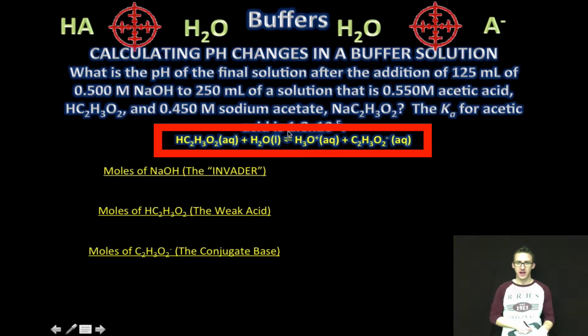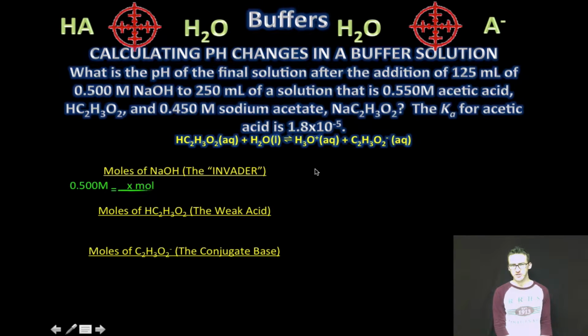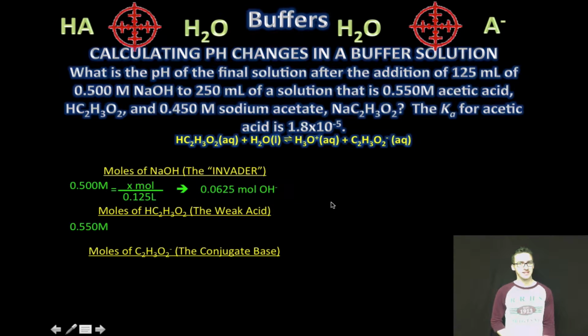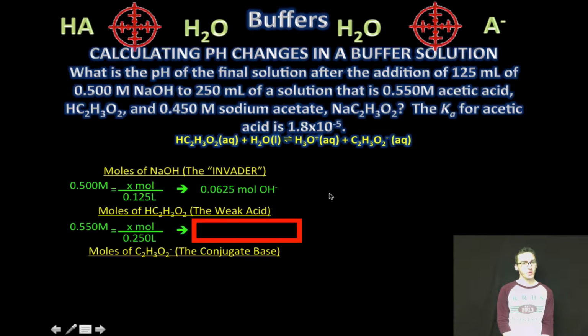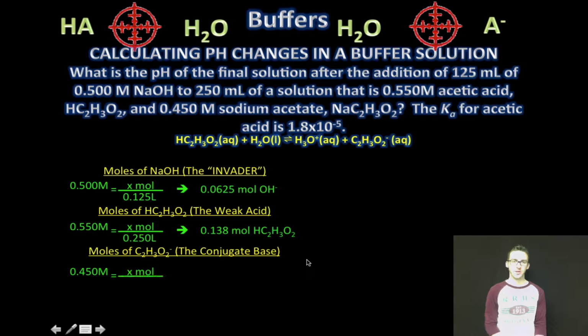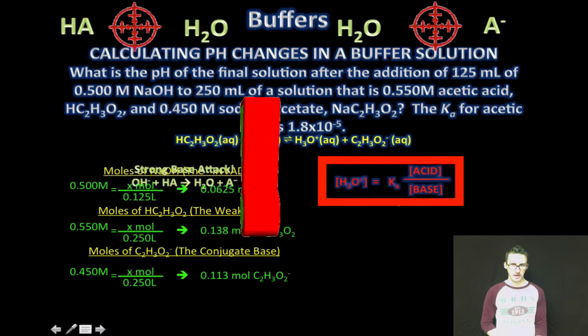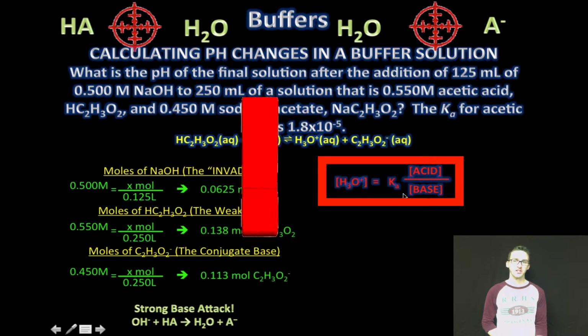First, notice that I've got my equation to represent this buffer system, my acetic acid acetate ion buffer system. So first thing I'm going to do is think about how many moles of my invader, and this time a strong base, I have. 0.0625 moles, just using my molarity equation. Next, I'm going to think about how many moles of my weak acid I have, once again using my molarity equation. And then finally, I'm going to calculate the number of moles of my conjugate base. Again, molarity equation. Again, think about this very important formula for any time you're calculating pH of a buffer system.